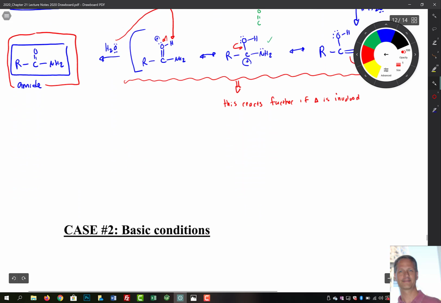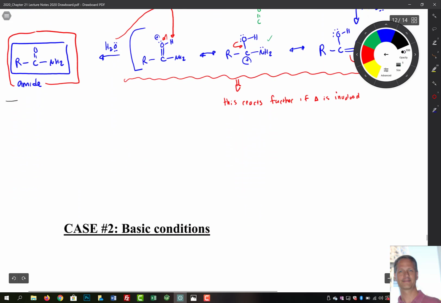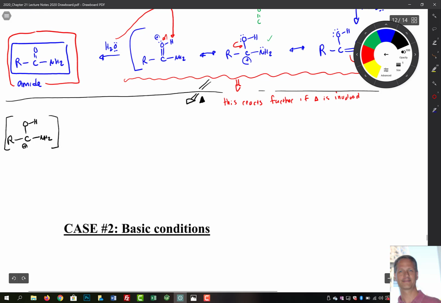What I want to do here, and I think this will make the most sense, is draw a line right here. Then let's imagine that we have heat present. If so, I want to take one of these resonance structures. For this, I'll take ROH plus NH2, and again plus its other resonance structures that it's bringing along with it.